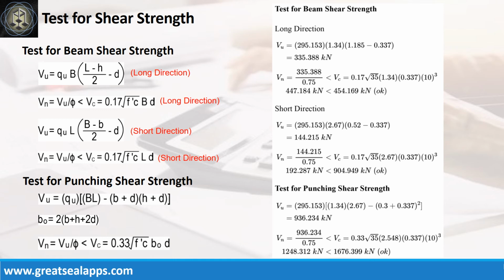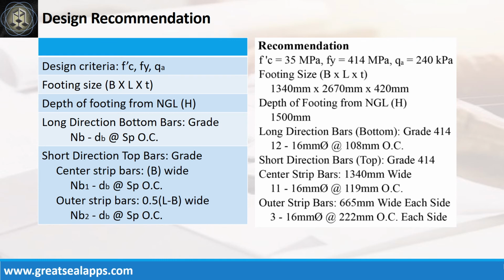The factored punching shear force is 936.234 kN. The nominal force is 1248.312 kN, less than 1676.399 kN concrete capacity. Design recommendation as follows. FC prime equals 35 megapascal, Fy equals 414 megapascal, Qa equals 240 kilopascal. Footing size is 1340 mm by 2670 mm by 420 mm. Depth of footing from natural grade line 1500 mm.